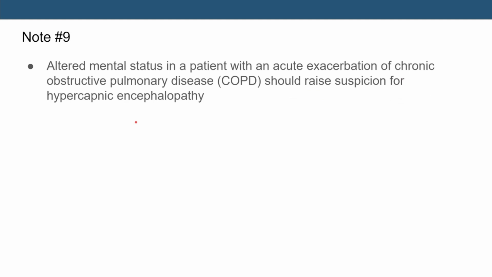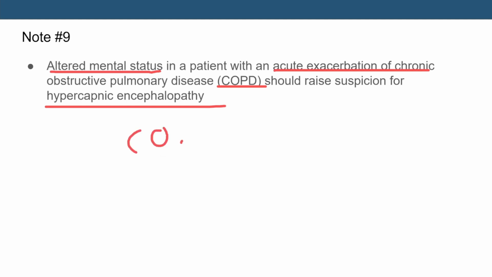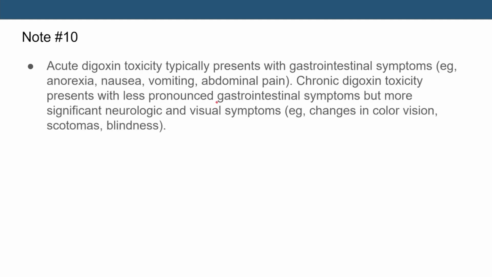The other note, which is a classical note: if you see an altered mental status in a patient with an acute exacerbation of COPD, which is chronic obstructive pulmonary disease, you should think of hypercapnic encephalopathy. So CO2 levels are going to go up, and this is going to cause a hypercapnic, meaning an increased level of CO2, encephalopathy. The last note is regarding digoxin toxicity.